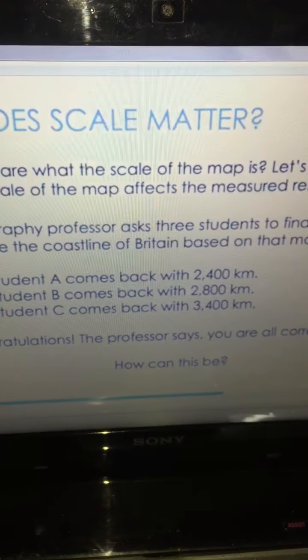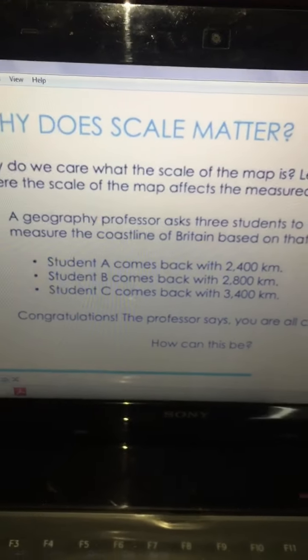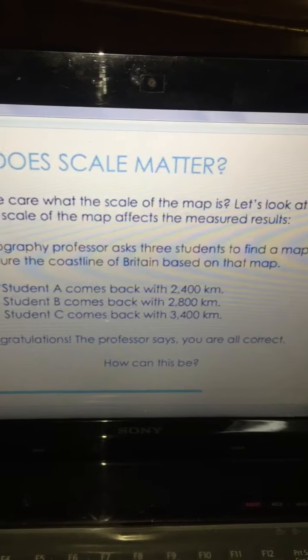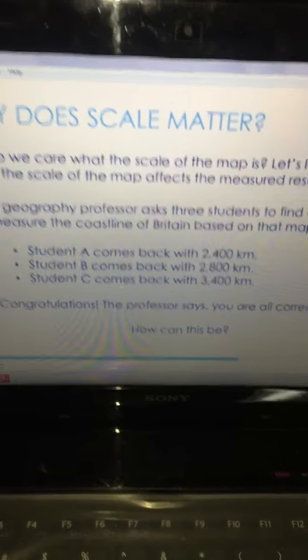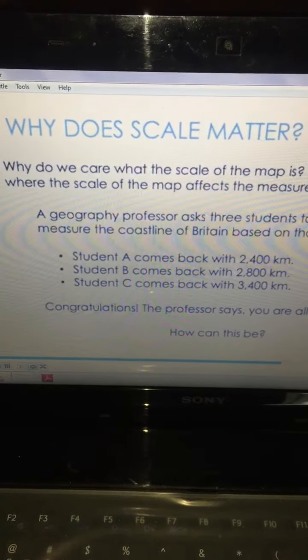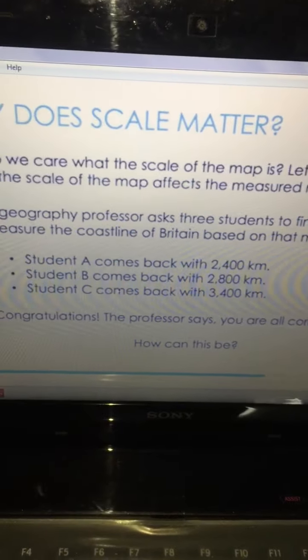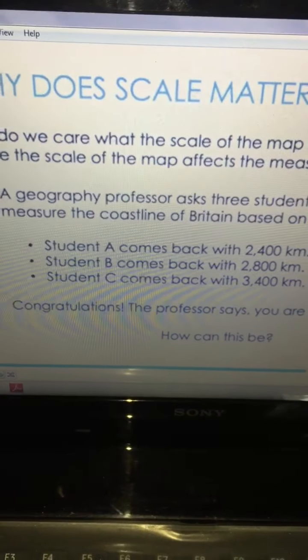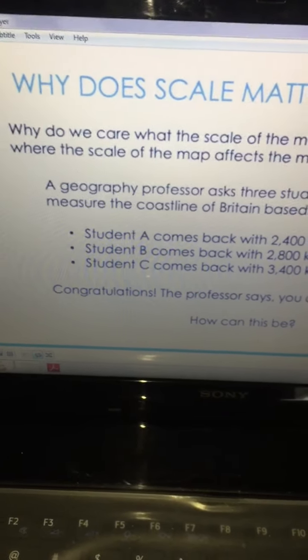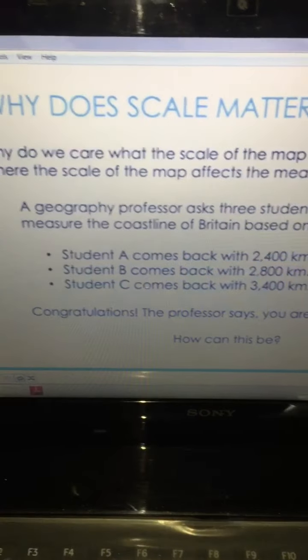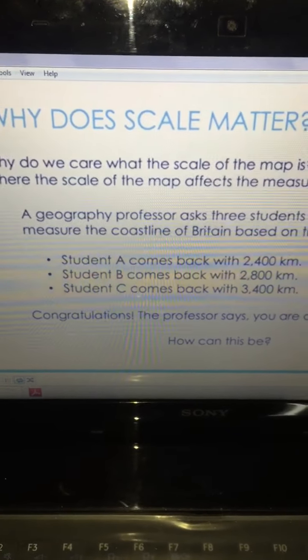So why is scale important? Well, here's one hypothetical. A geography professor asked 3 students to find geographic data and measure the coastline of Britain. Student A comes back with 2,400 kilometers. Student B comes back with 2,800 kilometers, and student C comes back with 3,400 kilometers. Which student got it right? Well, actually, the professor says, all the students are correct. So how can this be?